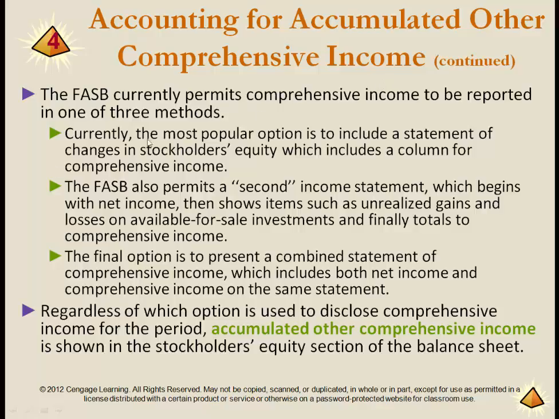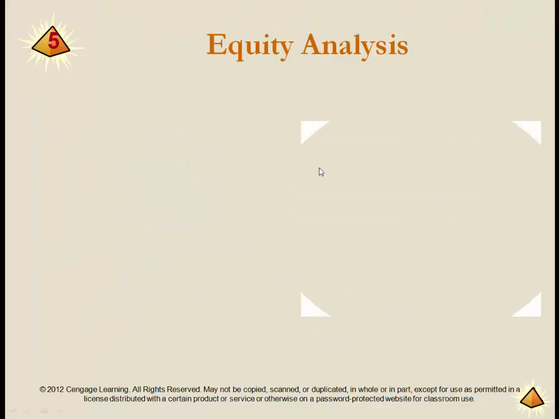And it permits comprehensive income to be reported in one of three ways. Currently, the most popular is to include in the statement of changes in equity a column of other comprehensive income. The second is an income statement which begins with net income and then shows the unrealized gains or losses for available for sale securities, and then totals other comprehensive income. The last one is a combined statement that has both of them in. But the most important thing you want to know is to report other comprehensive income and disclose it in the equity section of the balance sheet.